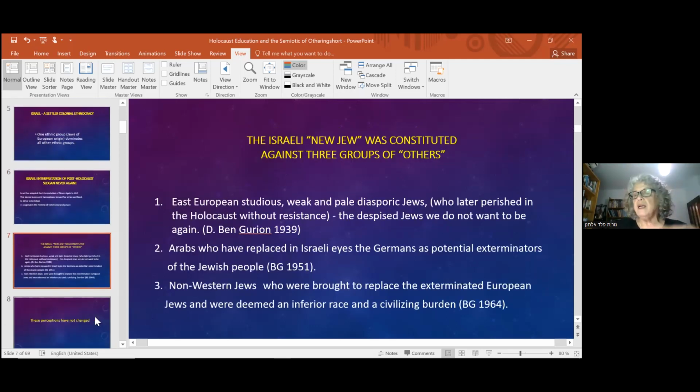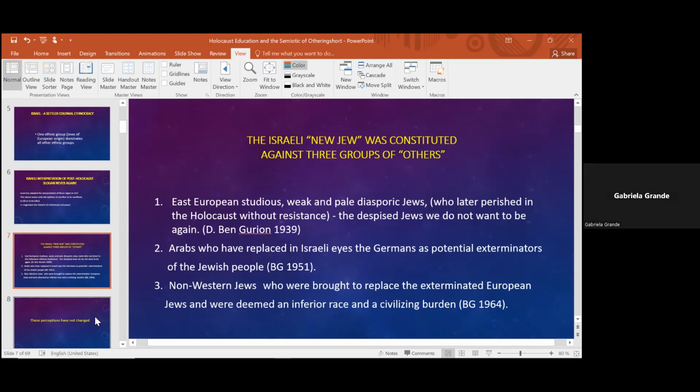In Israel, a new Jew was created by Zionism, and it was created against three groups of others, which I put chronologically. First of all, against the East European studious, weak and pale diasporic Jews, who later perished in the Holocaust without resistance. These were despised Jews that we don't want to be again. This is what the first Prime Minister of Israel, David Ben-Gurion, said back in 1939 already.